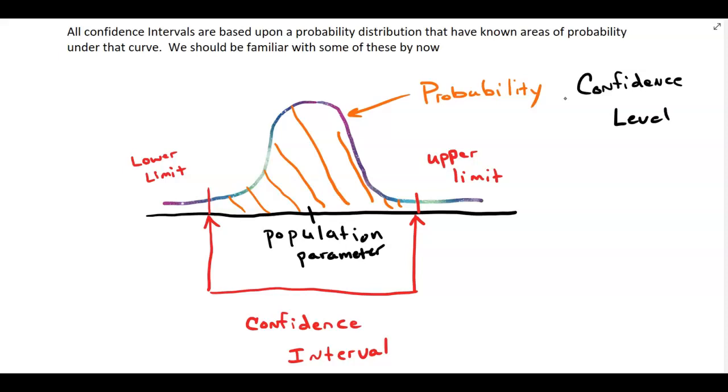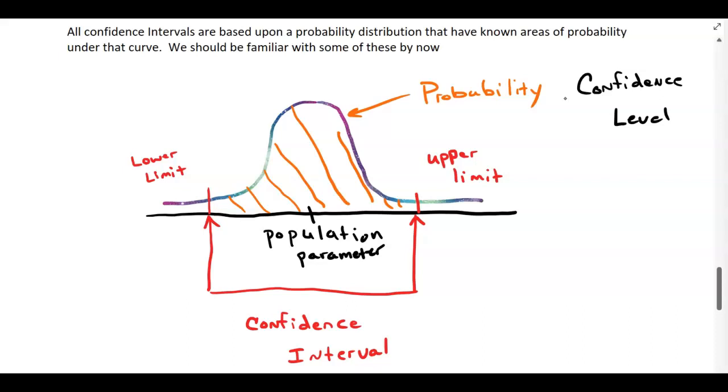Now, we've been doing this, so we should have a little bit of familiarity with this. We've been finding areas under a curve using the normal distribution calculator. We've given you two numbers, and then you find the area under the curve, or the probability of that particular interval. Well, that's all a confidence interval is, but now we're going to formalize it.